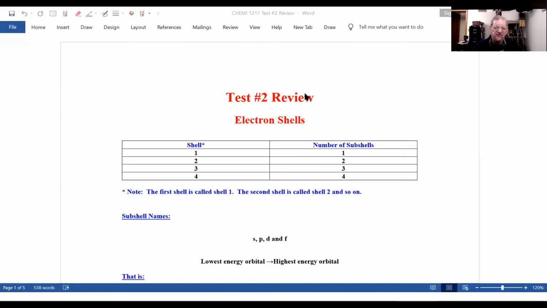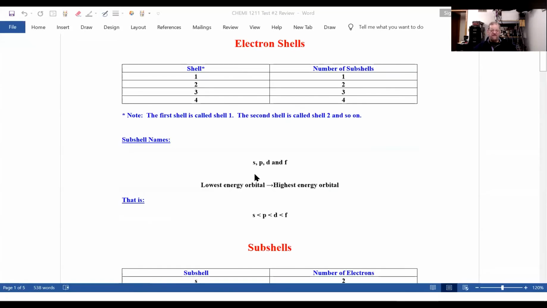All right, let's go through this. Test number 2, a review. We talked about where are the electrons. The electrons in an atom of an element are in the electron shells. The shell is where you have approximately the same distance, same energy of electrons in there. Now, the shells have very fancy names, 1, 2, 3, 4, and the number of subshells in each shell. Shell 1 has 1, 2, 2, 3, 3, 4, 4.